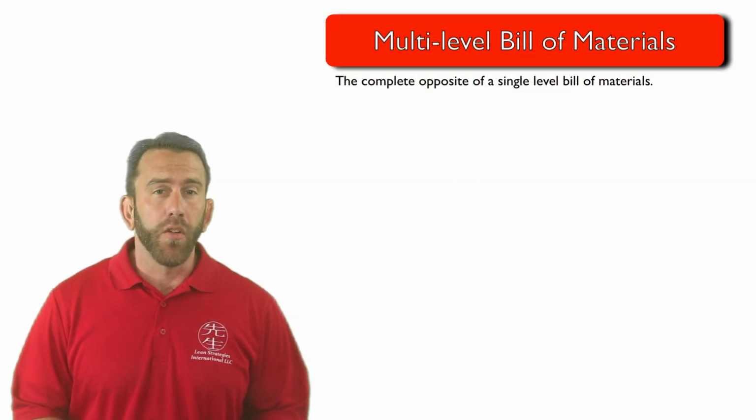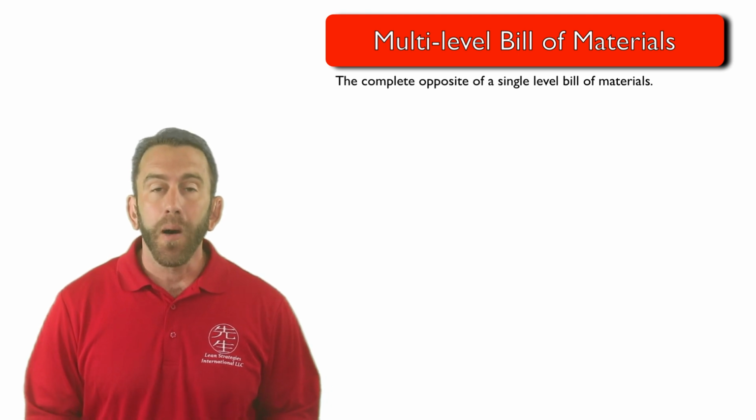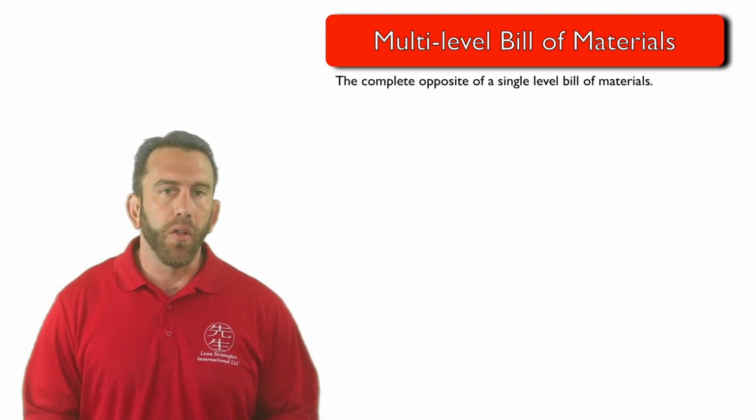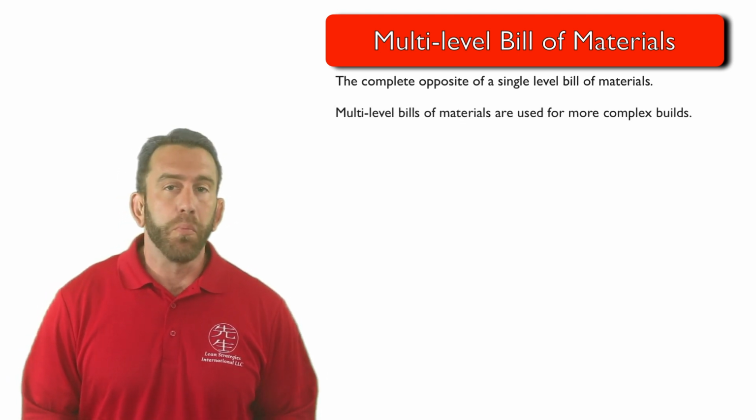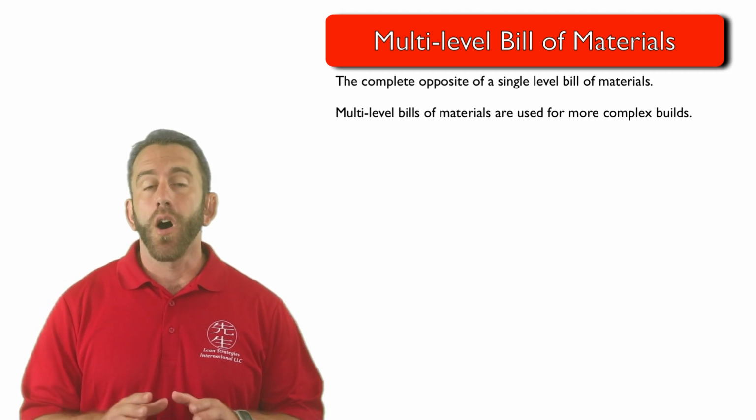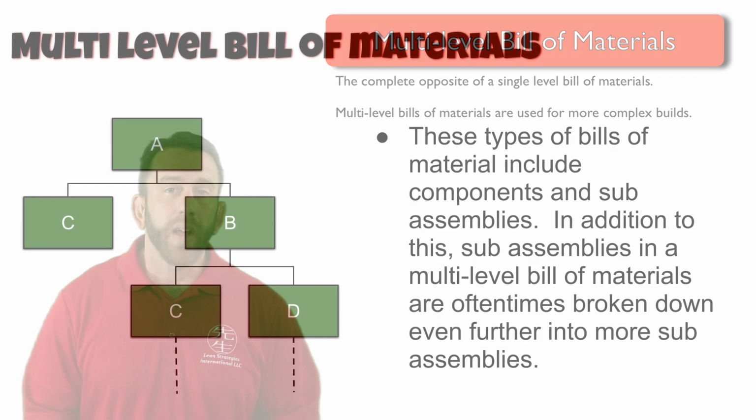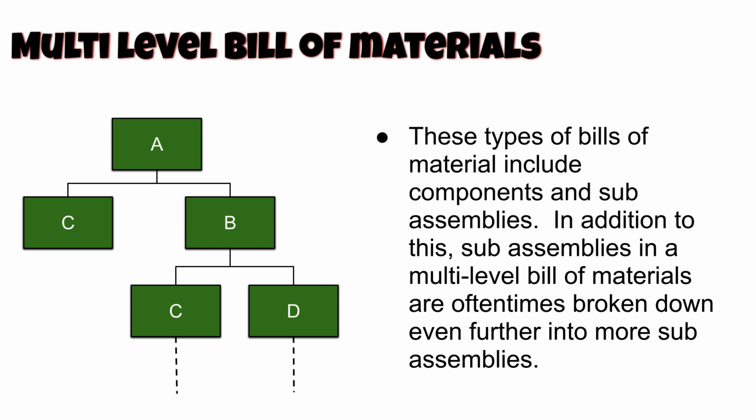A multi-level bill of materials is the complete opposite of a single-level bill of materials. Multi-level bills of material are used for more complex builds. These types of bills of material include components and sub-assemblies. In addition to this, sub-assemblies in a multi-level bill of materials are oftentimes broken down even further into more sub-assemblies.